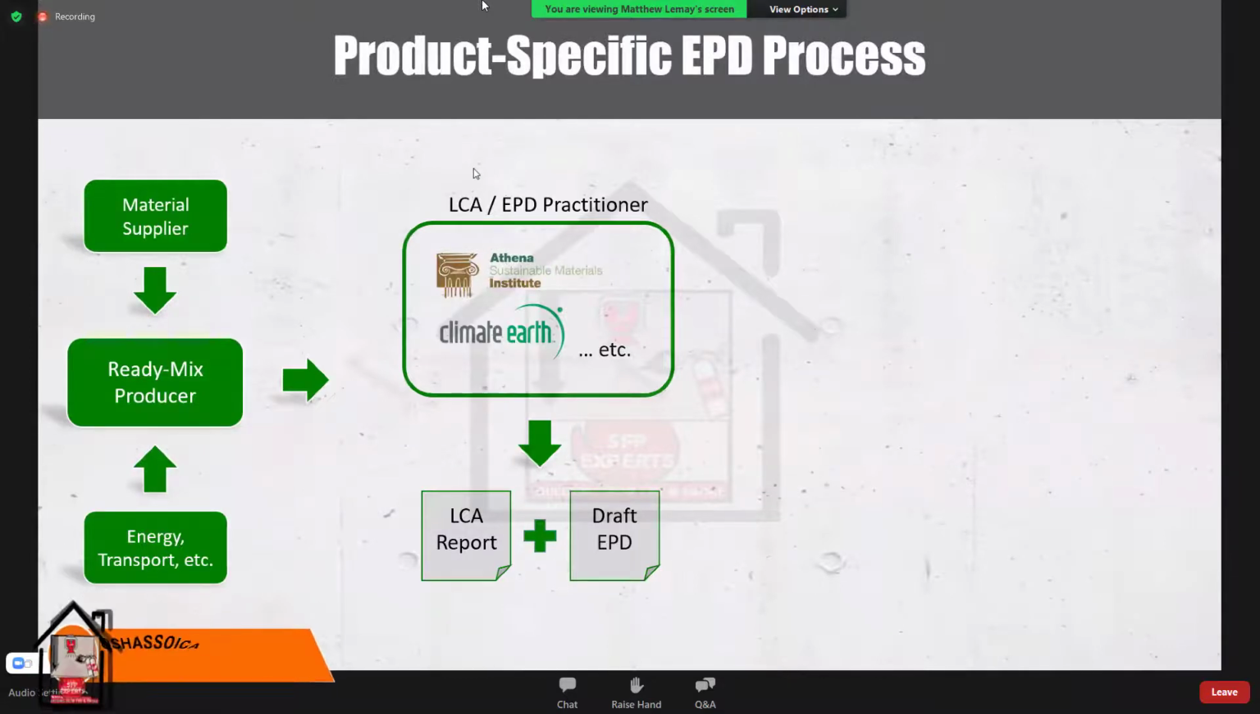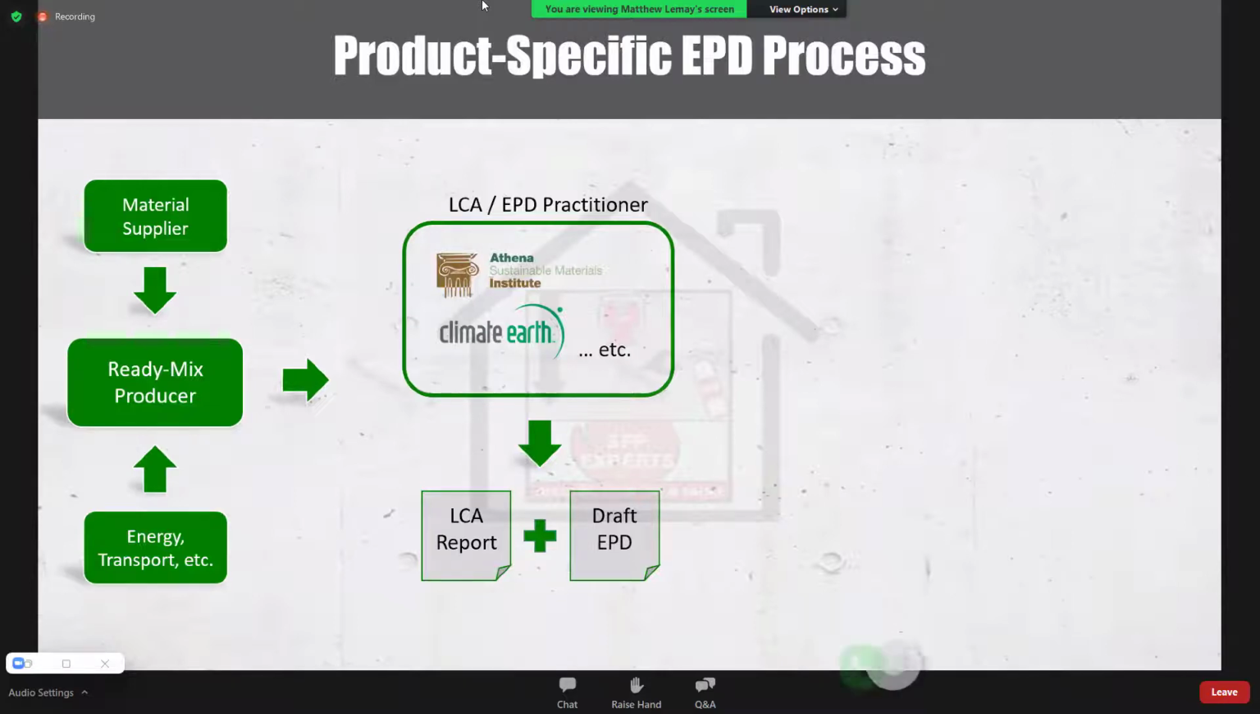As a ready-mix producer, you would supply 12 months of operations data from the plant or plants where you're looking to produce these EPDs for, including materials, energy consumption, water consumption, transportation, etc., to the LCA practitioner. The result would be that they would then produce an LCA report that underlies the EPD and a draft of the EPD.